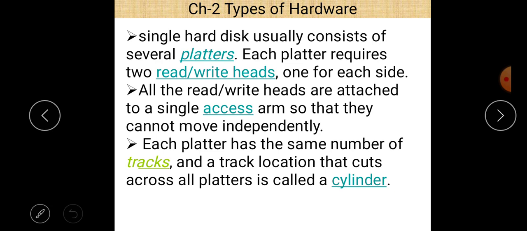So a hard disk is a magnetic disk, and a hard disk usually consists of several platters, and each platter requires two read-write heads, one for each side, and all the read-write heads are attached to a single access arm so that they cannot move independently. Each platter has the same number of tracks, and the track location that cuts across all platters is called a cylinder.